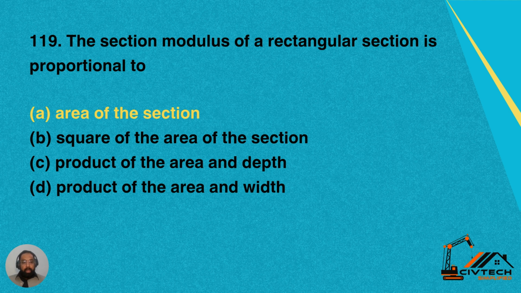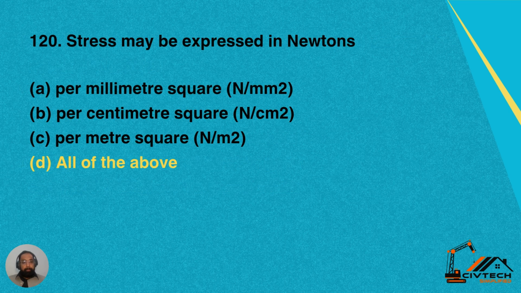119. The section modulus of a rectangular section is proportional to, option A, area of the section, option B, square of the area of the section, option C, product of the area and depth, option D, product of the area and width. Yeah, it's the area of the section, so A is the correct option.